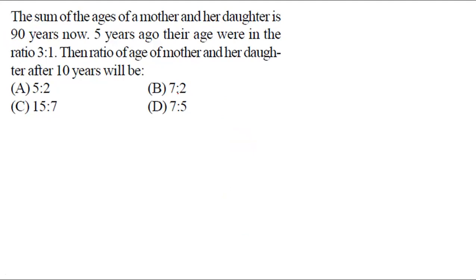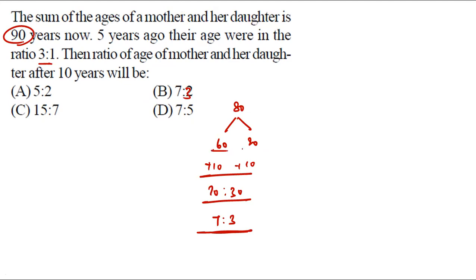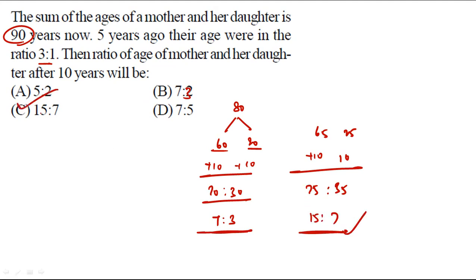Is that clear? Is there anything else happening? No, right? Because it's giving you the sum of the ages as 90 years now, which means 5 years before it was 80 years only. Sorry, 60 and 20 is 5 years ago. What are their present ages? 65 and 25. So after 10 years, it will be 75 and 35. Therefore, you just divide it by 5. It will be 15 and 7.